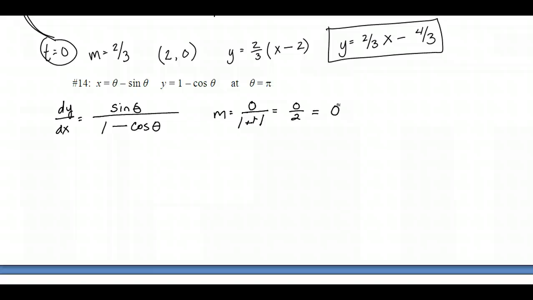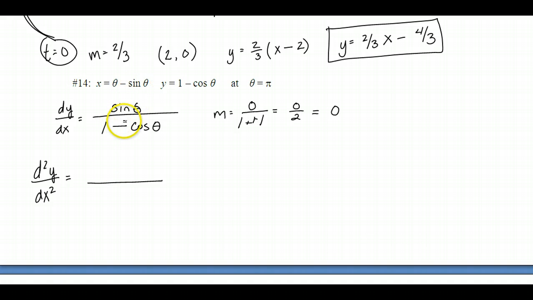Remember, it tells us if our slope is ever 0, we have a horizontal tangent. So that indicates that we have a horizontal tangent. Second derivative, which will indicate our concavity. Take the derivative of the numerator. Or, I'm sorry, the derivative of our first derivative for the numerator, which is kind of ugly.